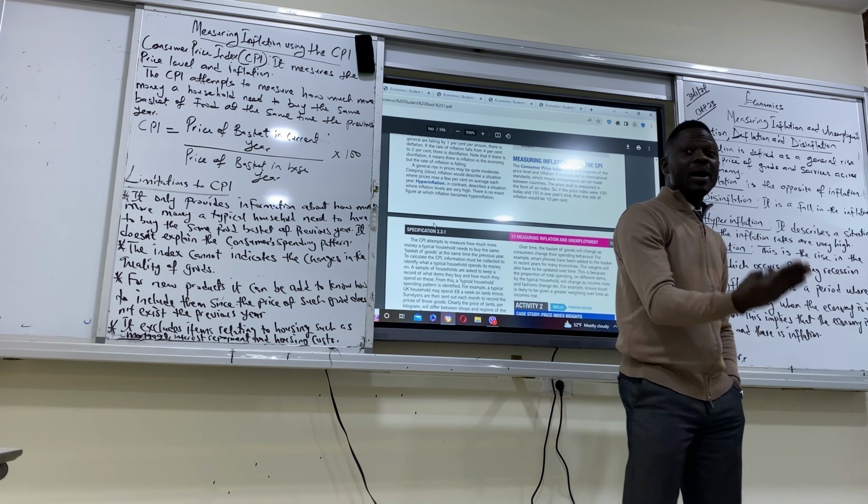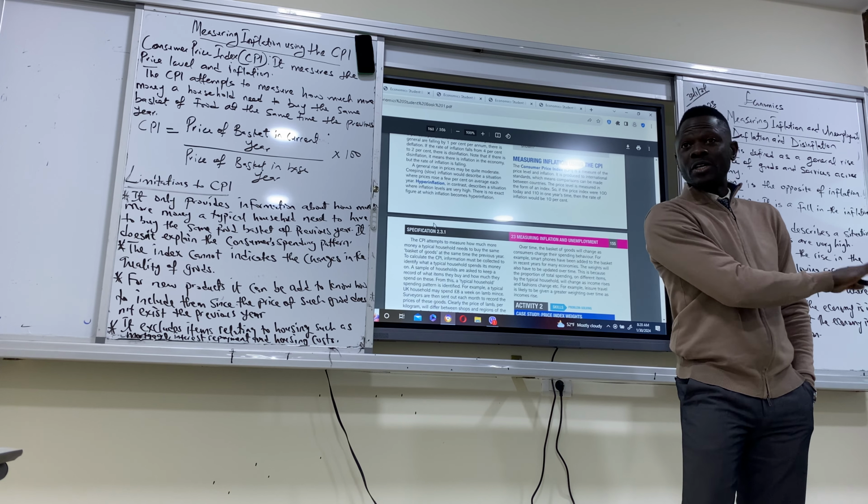The CPI attempts to measure how much money a household needs to buy the same basket of goods as at the same time the previous year. So what we are saying is this. For example, we used to buy bottled water last year, 10 bottles of bottled water for $10 last year. So how much are the 10 bottles of bottled water this year? 10 bottles of water last year. And this year, how much is it now? So maybe we used to buy it for $100 last year.